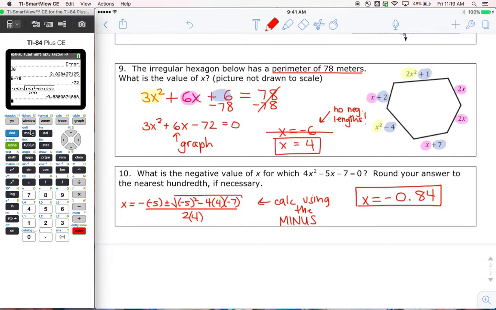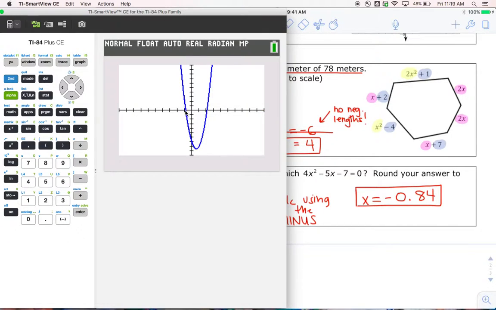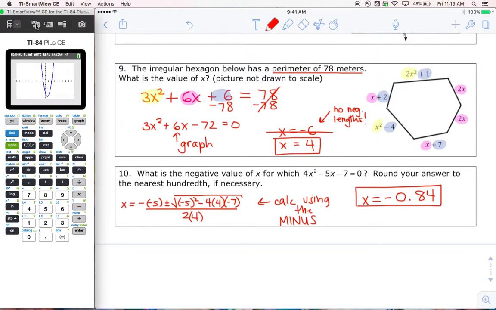Now remember, check my graph one more time. Is that reasonable? Is that kind of what I see here? Yeah, look, it's almost -1. The answer I found was almost -1, so that's a great, easy way just to kind of check and make sure your answer makes sense.